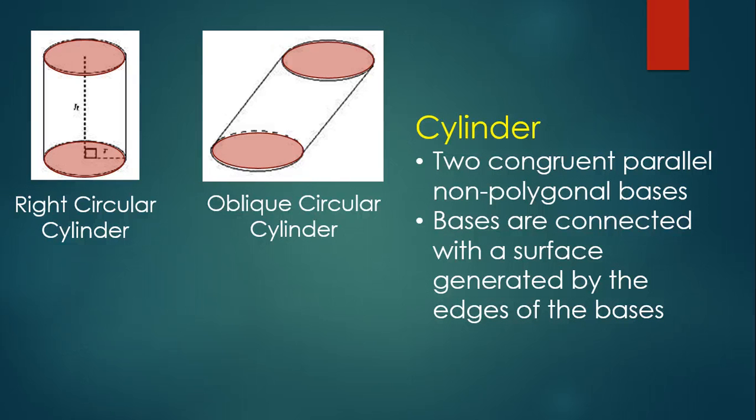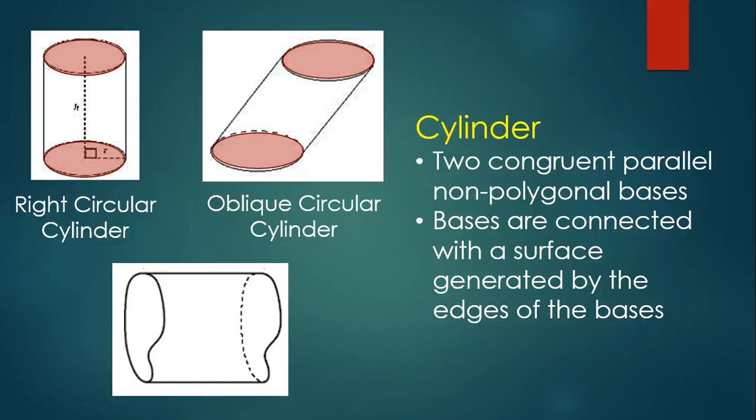In fact, as long as those two bases are not polygons and they are congruent to each other and parallel, we still have a cylinder, which means even something like this would be considered a cylinder. It has two congruent bases. They are parallel to each other, and they are connected with that smooth surface. So we can have some rather strange looking three-dimensional shapes that we could still call cylinders. We're going to focus on the right circular cylinder in the problems that we do.